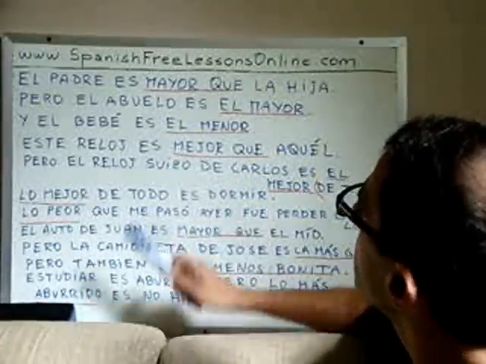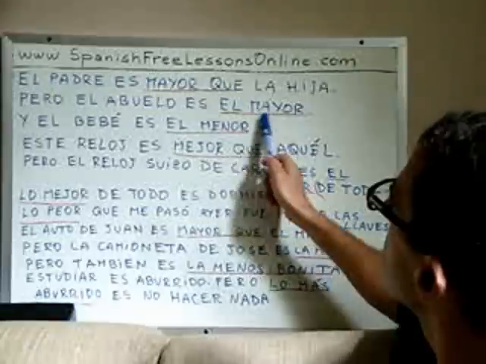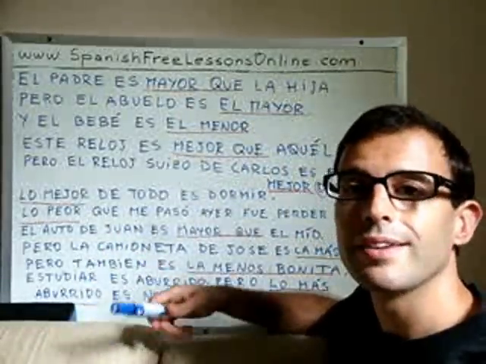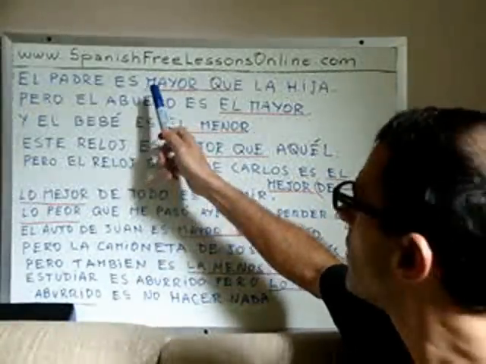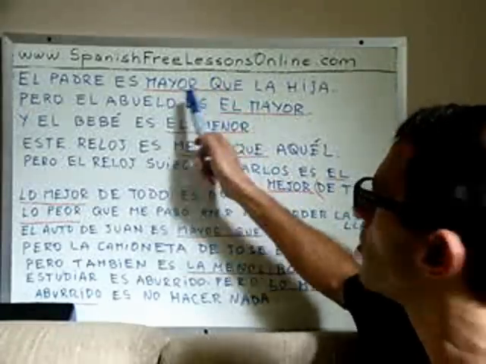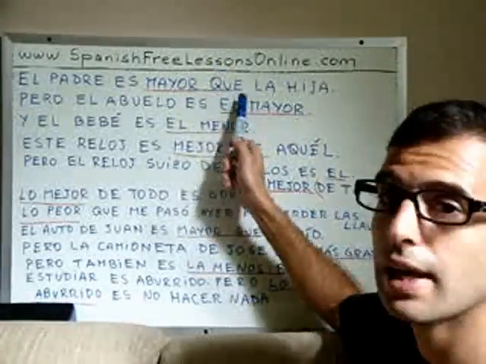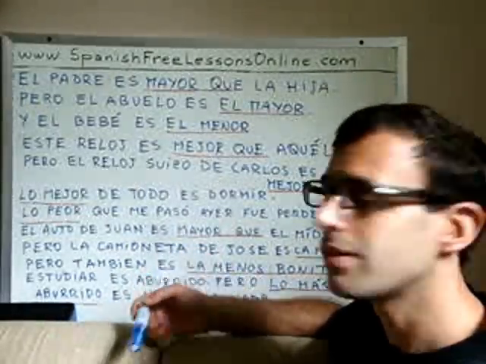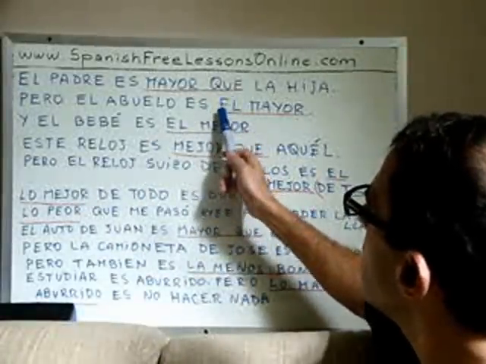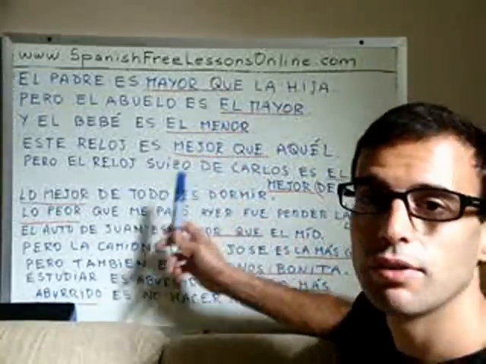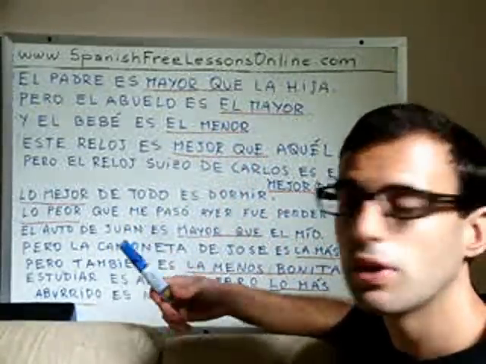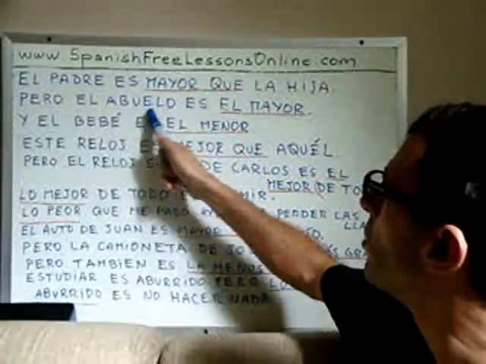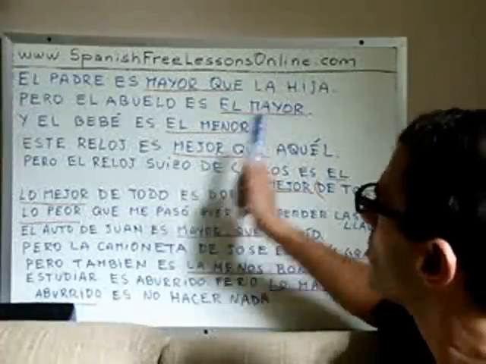Okay? So see how mayor has a different meaning, changes from older to eldest, right? If you want to compare two things, you add que after mayor, right? Que would be than. And if you want to say the superlative, this is the oldest or the eldest, you add el or the article, whatever, if it's feminine or masculine or plural or singular, right? This is a masculine singular article because it refers to el abuelo. You would say el mayor.